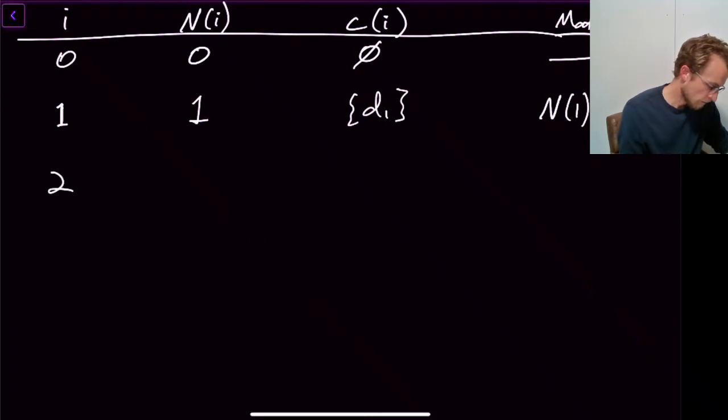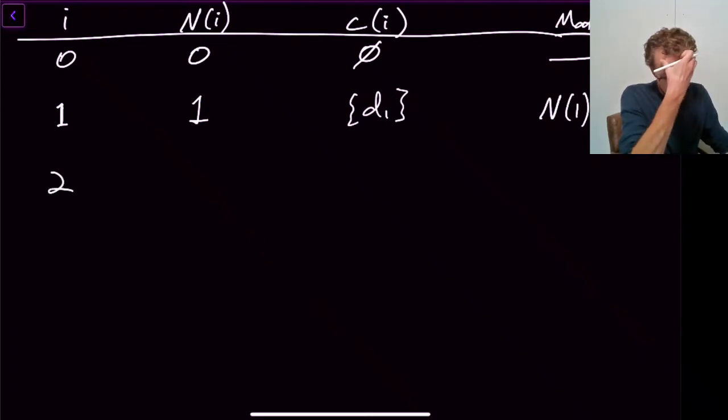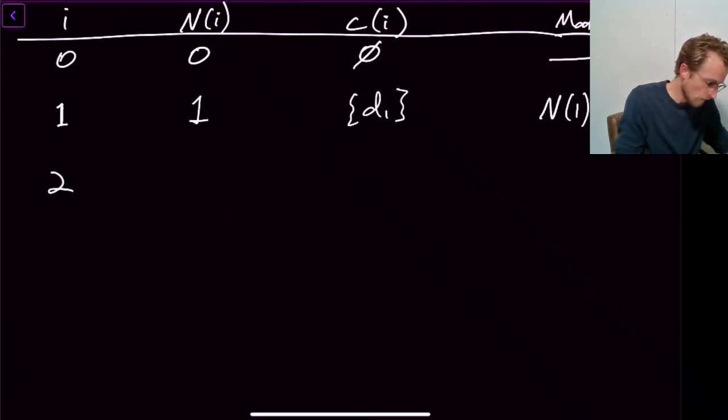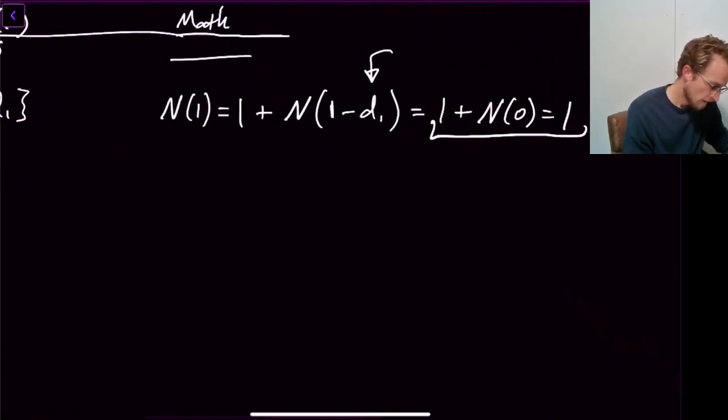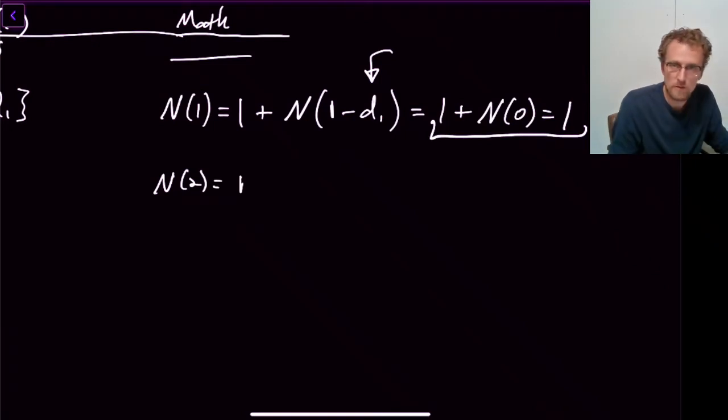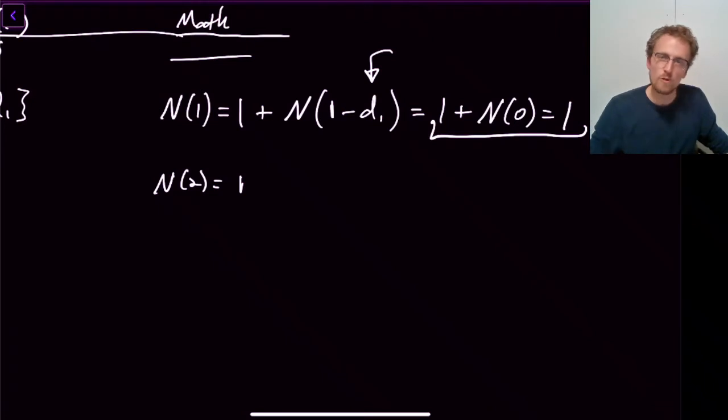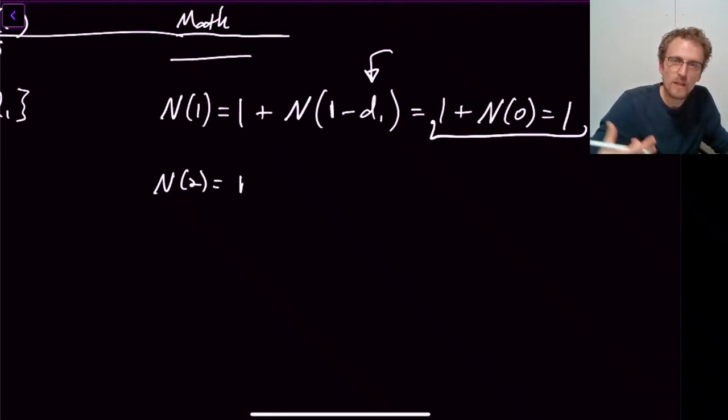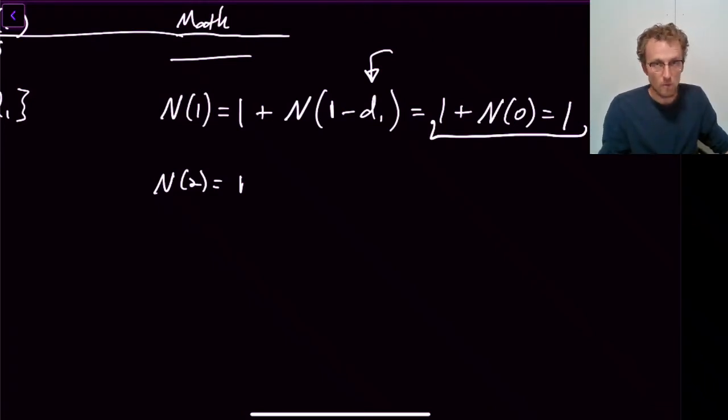Now let's think about i equals 2. So what is n of 2? Well, let's go think about it with the math. So n of 2 is always 1 plus something, right? There's a coin in it. So now let's remove that coin. What coin could it have been? Well, there's only one coin that fits into 2, right? And that's the 1 cent coin. We know that a 3 cent coin doesn't fit. We know that a 4 cent coin doesn't fit. So the only coin that could fit into 2 is the 1 cent coin.